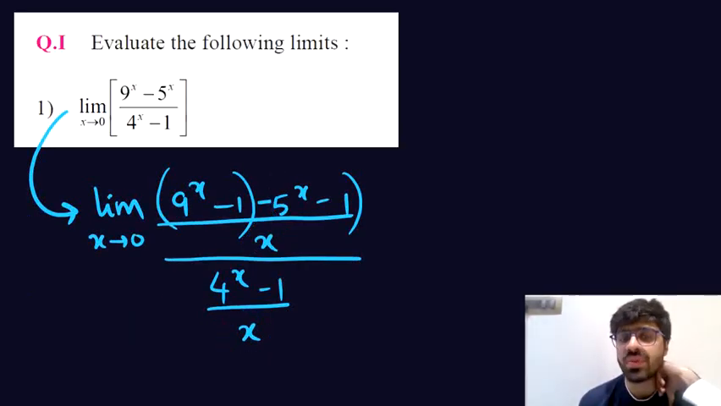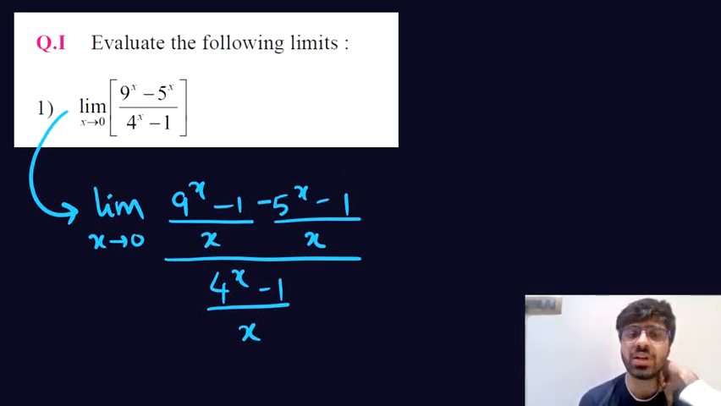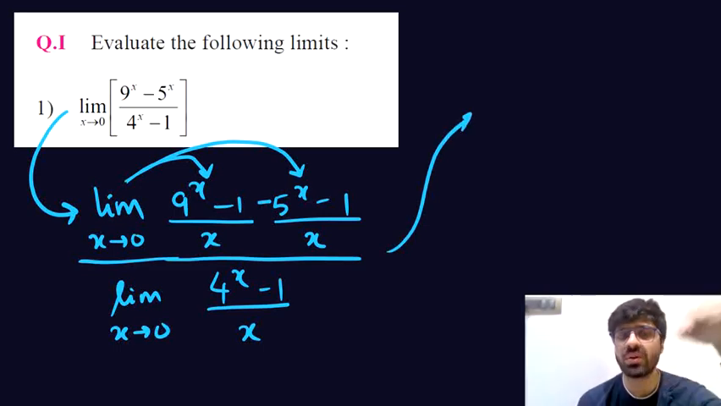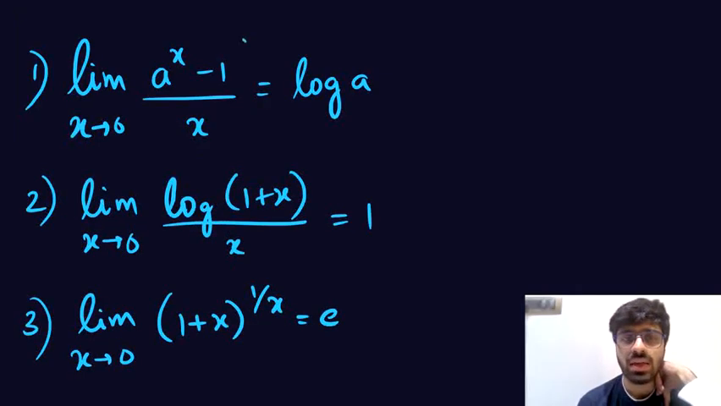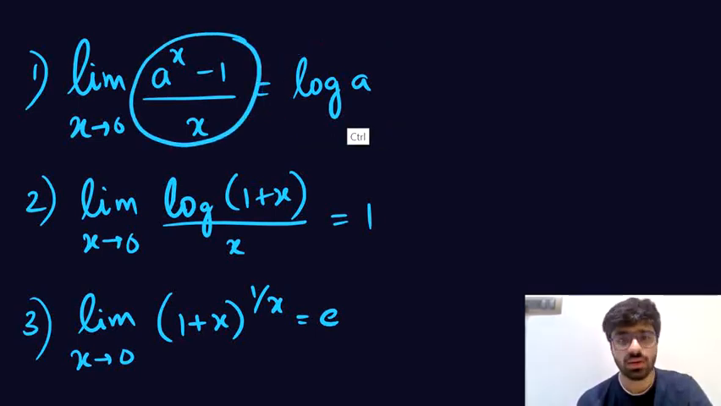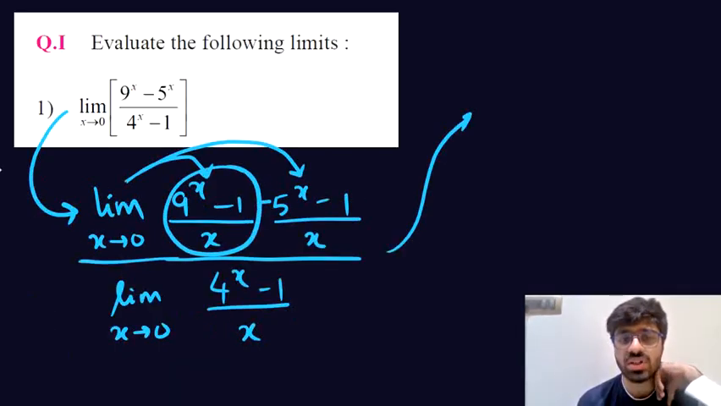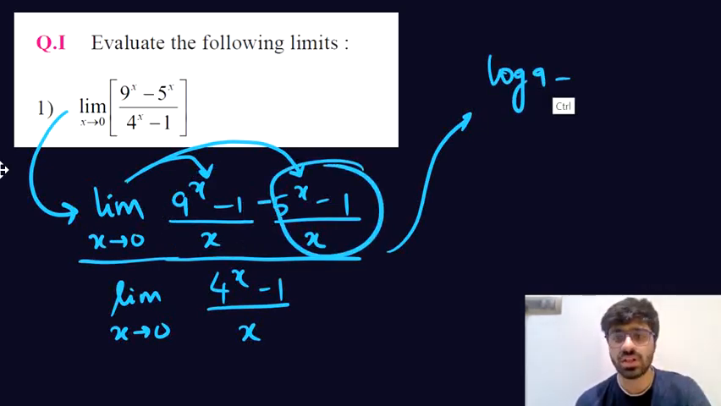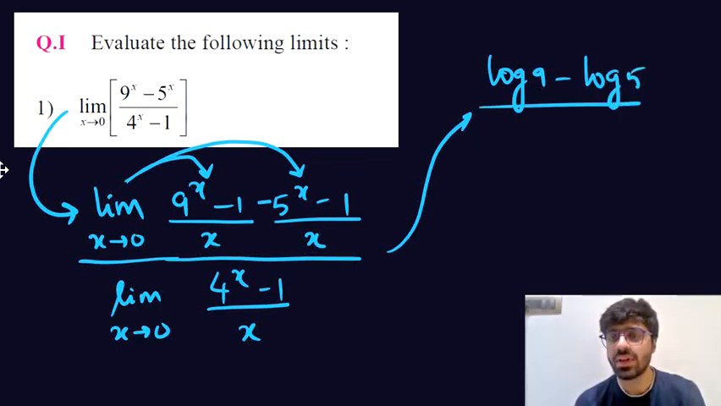In the numerator you can split the two terms. So it will be 9 power x minus 1 upon x and minus 5 power x minus 1 upon x. You can split the limit. So one limit goes to this, one limit goes to this, and one limit goes in the denominator. So now the numerator is limit of x tends to 0, 9 power x minus 1 upon x. A power x minus 1 upon x was log a. So 9 power x minus 1 upon x, that will be log 9. Minus the second term in a similar way will be log 5. And the denominator is going to be log 4.